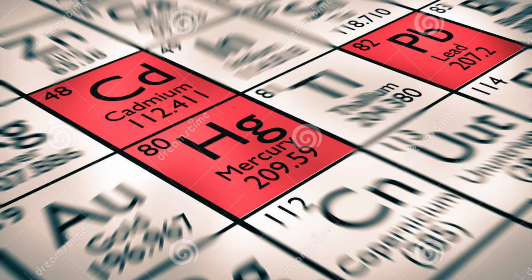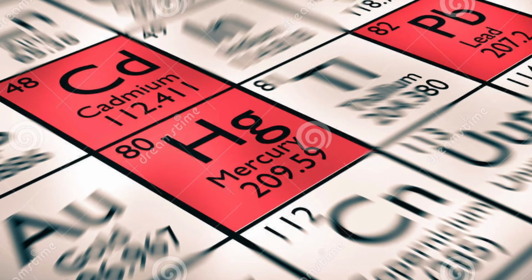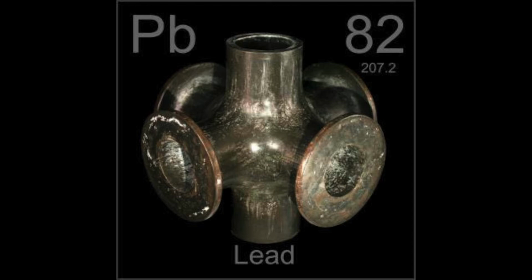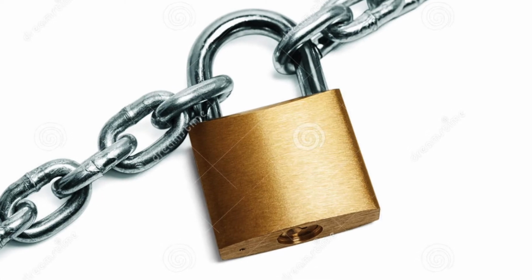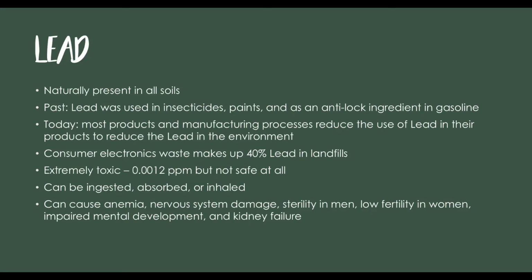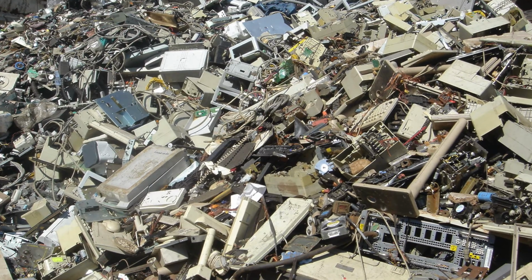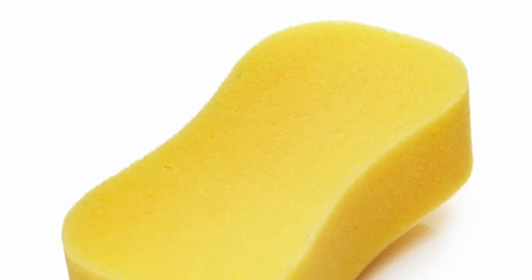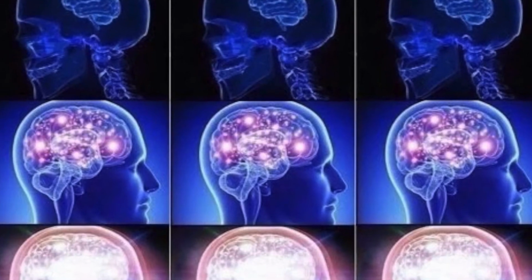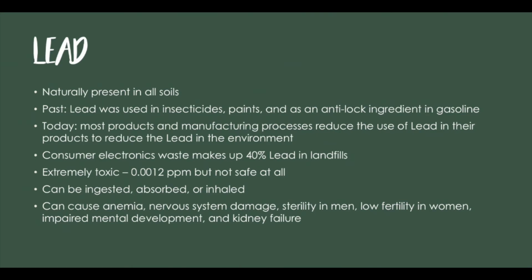The three most common heavy metals are lead, cadmium, and mercury. Lead is naturally present in all soils. In the past, lead was used in insecticides, paints, and as an anti-knock ingredient in gasoline. Today, most products and manufacturing processes reduce the use of lead to reduce the lead in the environment. Consumer electronic waste makes up 40% of lead in landfills. It is extremely toxic. It can be ingested, absorbed, or inhaled. Lead can cause anemia, nervous system damage, sterility in men, low fertility in women, impaired mental development, and kidney failure.